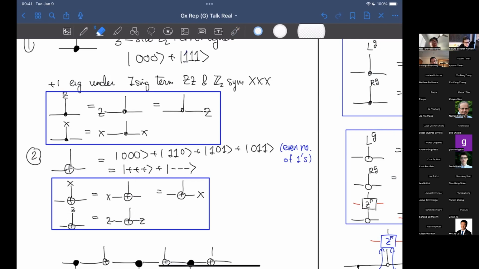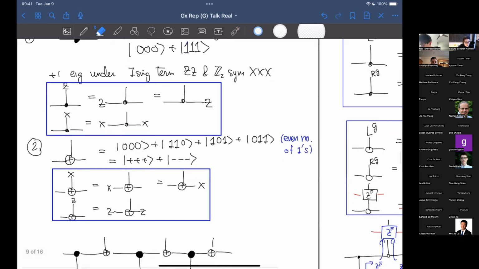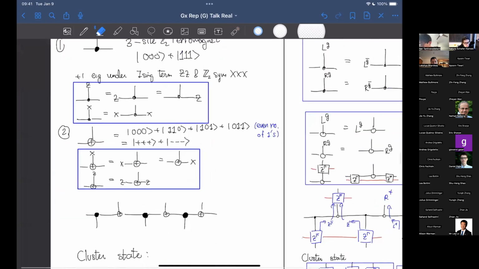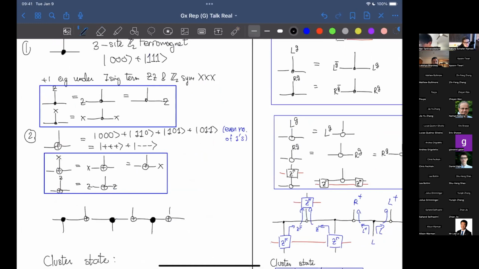So now let's use these identities to show that it does the right job. Suppose I start with my Ising term ZZ on this side. Let's use these identities to show that this is doing the right thing. I can push Z through using this rule here. I can push Z through to this leg here and to this leg here. And then I use this rule to push it up to a single Z.